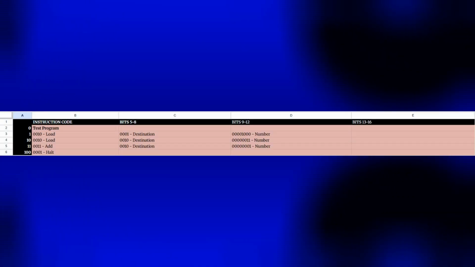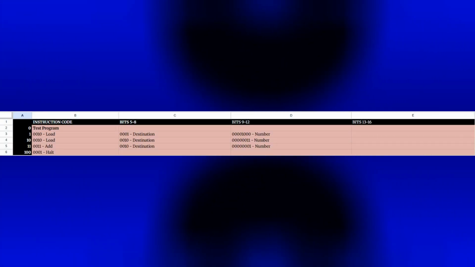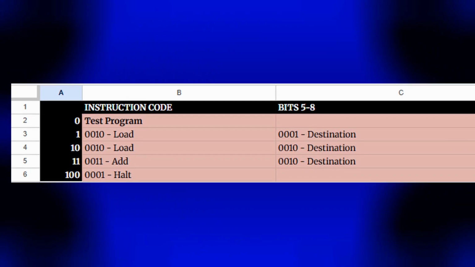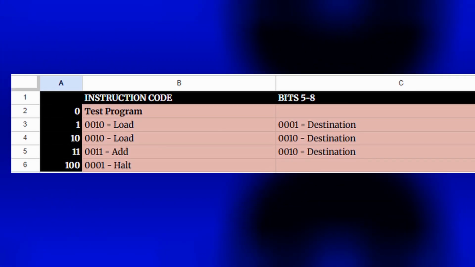This is the small program I wrote in the first slot of the program storage. It sets register 1 to 8, sets register 2 to 3, subtracts 1 from register 2, and then halts the program. Let's see it run in real time.